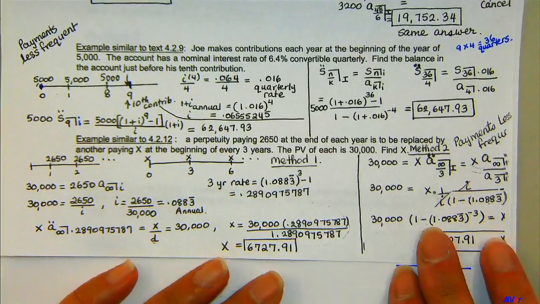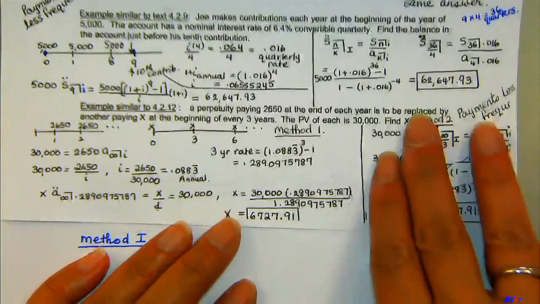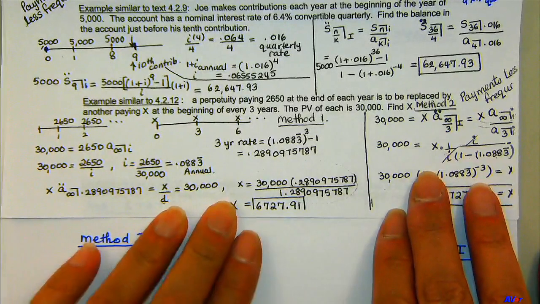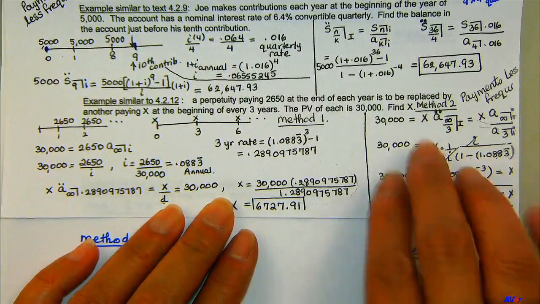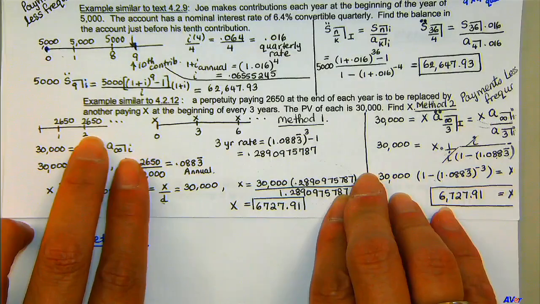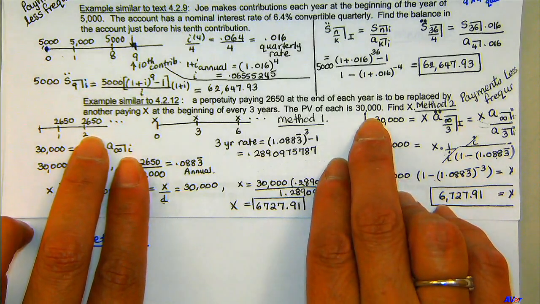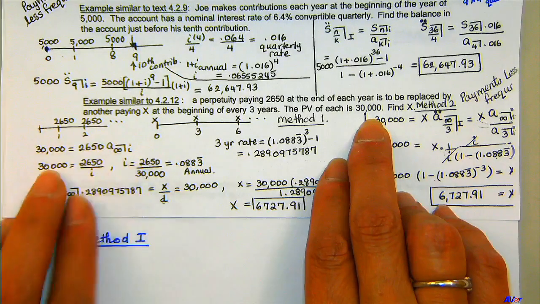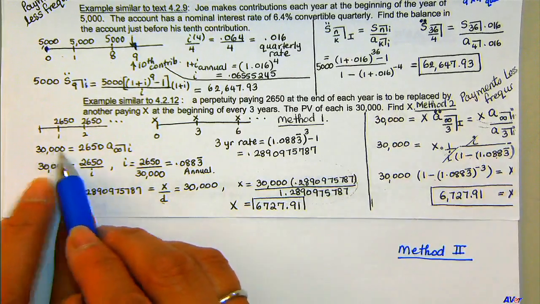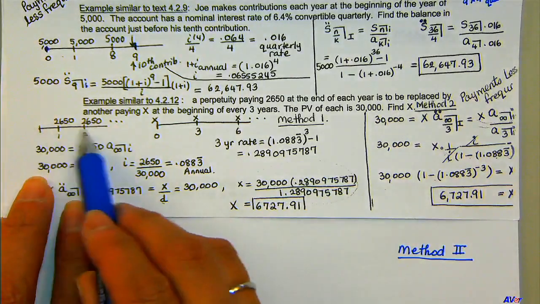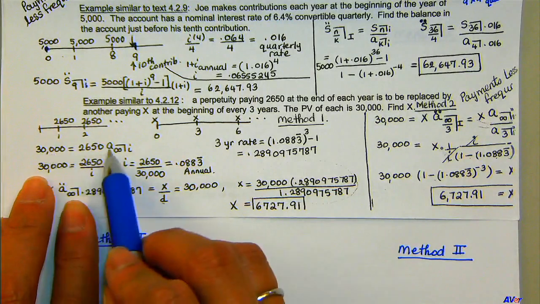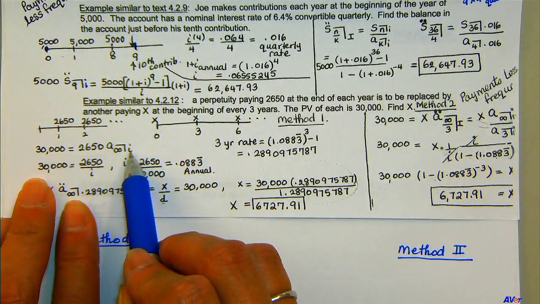And then lastly, a perpetuity paying $26.50 at the end of each year is to be replaced by another paying X at the beginning of every 3 years. The present value of each is $30,000. Find X. So first statement is $30,000 is the present value of this perpetuity. So A angle infinity I, which is just 1 over I.